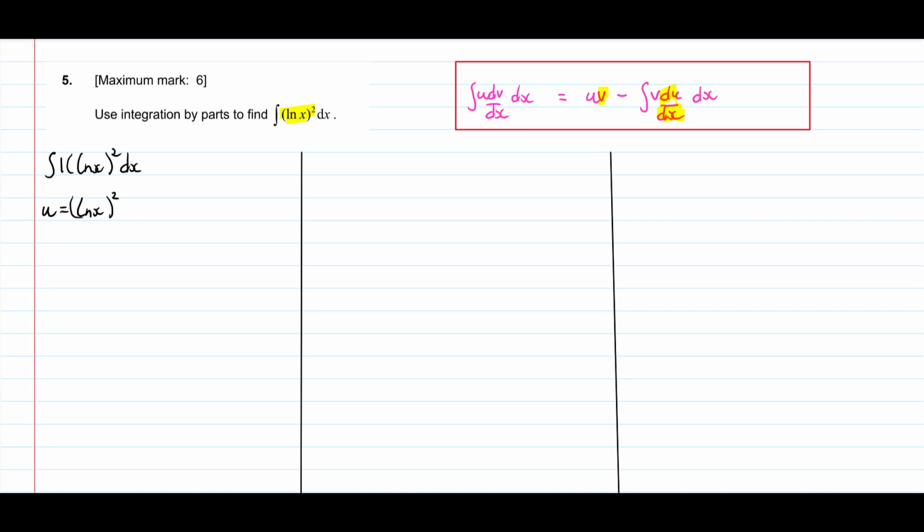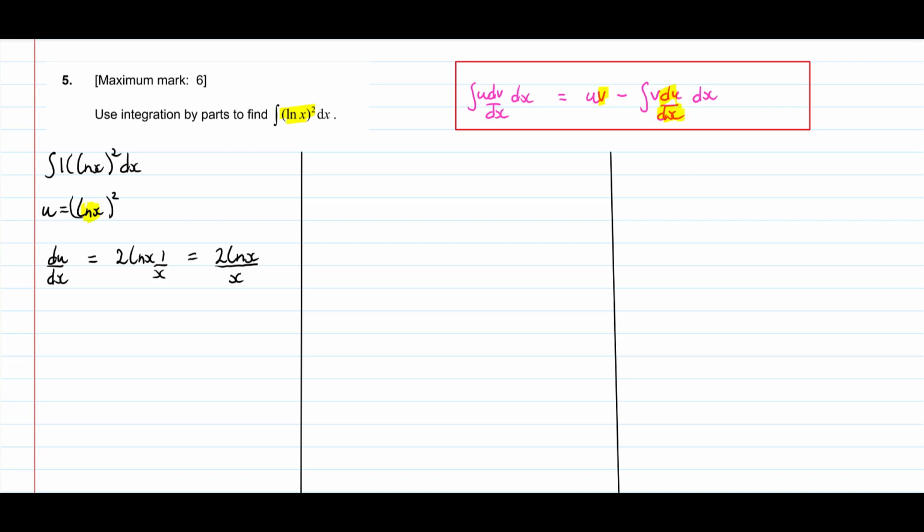If we find du by dx, we can just use the chain rule to do this, so we'll get 2 times ln x, and then times the derivative of the inside, so times the derivative of ln x, which is just 1 over x. So we'll times that by 1 over x. So that's just going to equal 2 times ln x all over x.